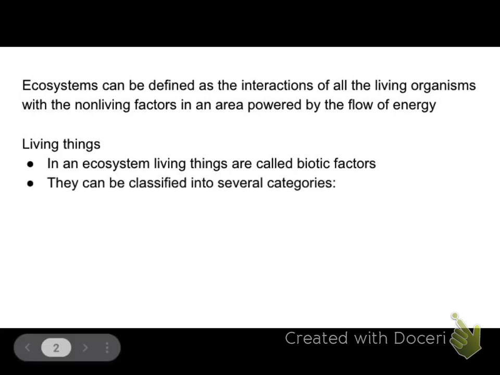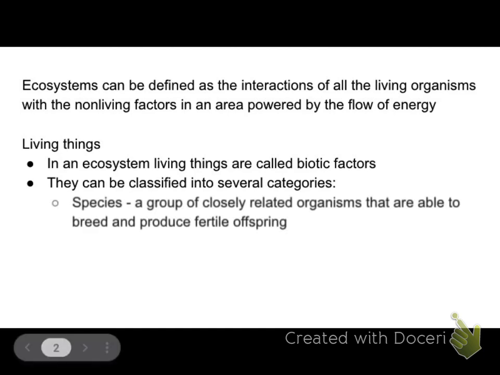They can be classified into a couple of different categories, okay? The first category that we often put them in is a species. This is a group of closely related organisms that are able to breed and produce fertile offspring, okay? The fertile offspring part sounds like an add-on, but it is an important piece, okay? If you have organisms from the same species, they should be able to reproduce, and then those offspring should also be able to reproduce.